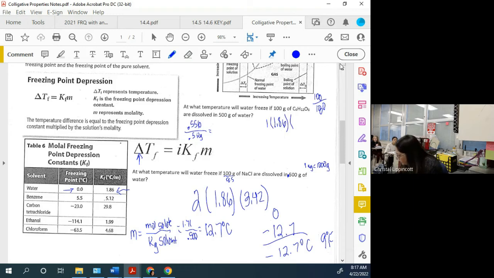So 0.556 divided by 0.5 is 1.11. So here, water normally freezes at 0. Now it's going to be depressed or reduced by 1.11 degrees. So we're going to end up with negative 1.11 degrees Celsius.